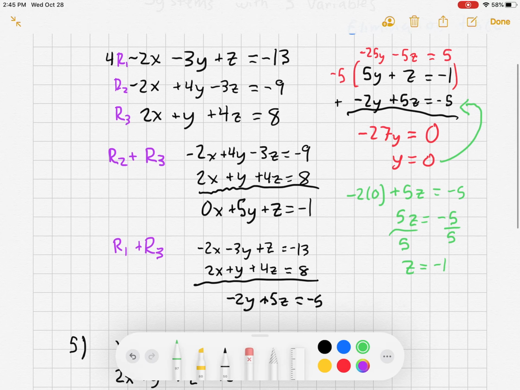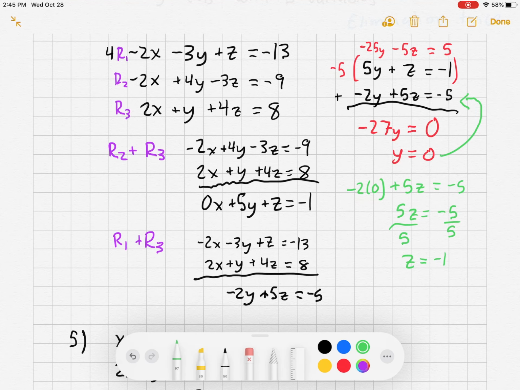Okay, so now we've got two numbers. We just have to figure out the last one. We have to figure out x. Well, we could do that by plugging in our y value and our z value into one of the equations over here. Now, it doesn't really matter which one you're going to do. Personally, I'm going to do R3 because I don't like the negative 2x. I'd rather keep that positive. So let's just go ahead and do that. But any of them would work. There's nothing special about R3.